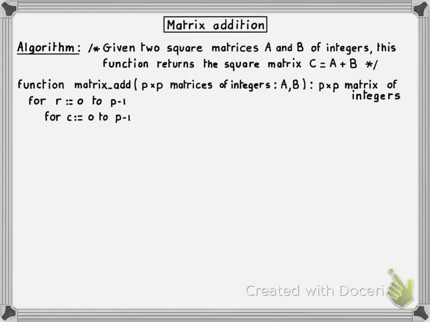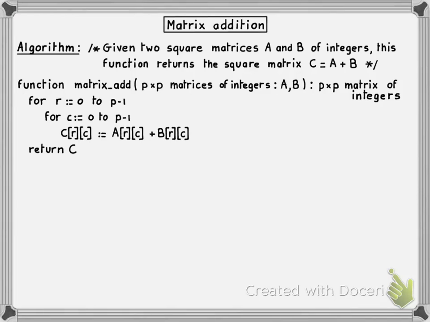Now, for each row and each column, we are going to compute the element in matrix C at that row index and that column index to be the sum of the two corresponding elements in matrices A and B, as we just explained. When we're done with this nested for loop, matrix C is complete and we can just return it. So this is the pseudocode for this algorithm for matrix addition.